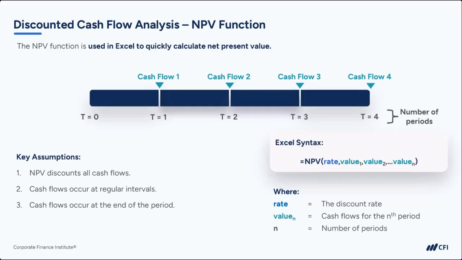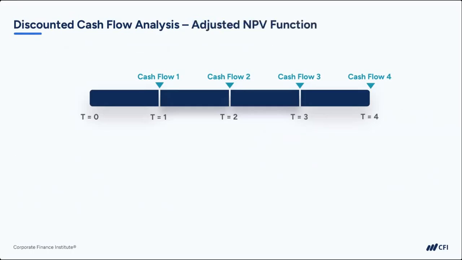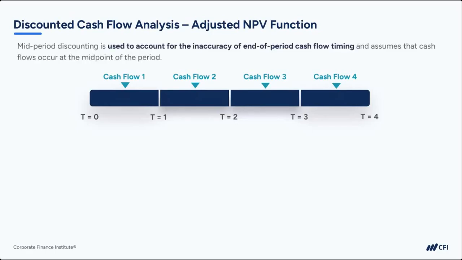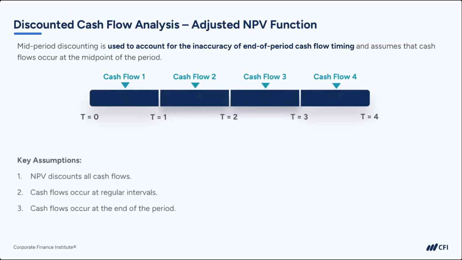Of course, in real life, cash flows don't typically occur at the end of the year. They occur throughout the year. So one assumption we often make in a DCF is to assume the cash flows occur in the middle of the year or mid-period. This will slightly increase the present value of those cash flows. But that presents us with a problem since the NPV function assumes the cash flows happen at the end of the period. However, there is a quick solution to this problem.